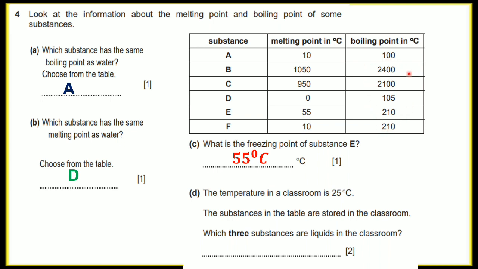So you look at the ones that have their melting point. No, it's the boiling point now. Okay, boiling point above 25 degrees. So let's see the boiling point. Which of them? A, boiling point is 100. D, boiling point 105. F, the boiling point is 210.